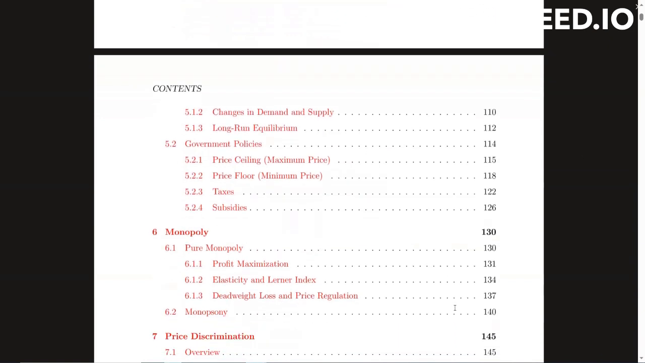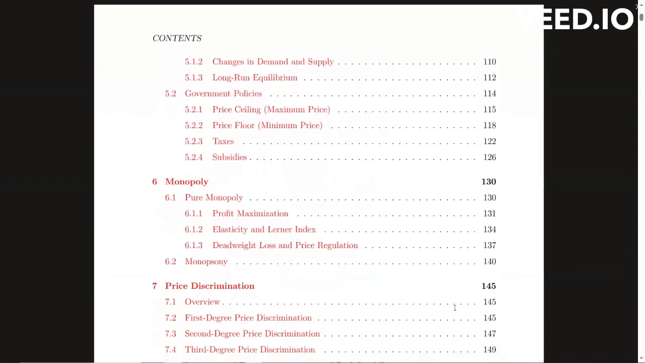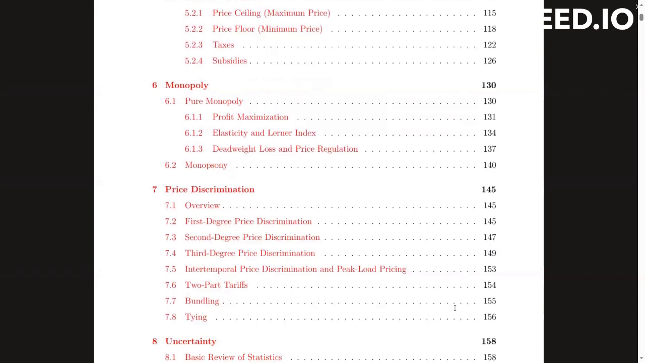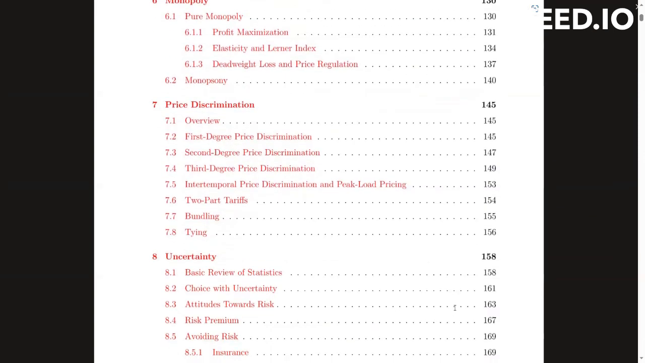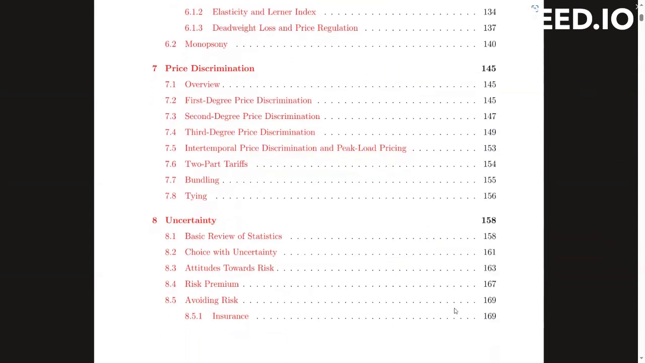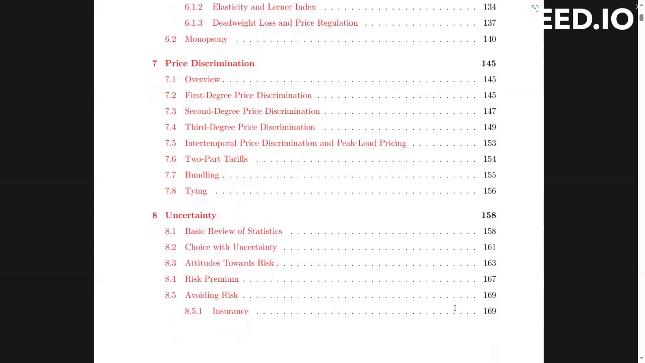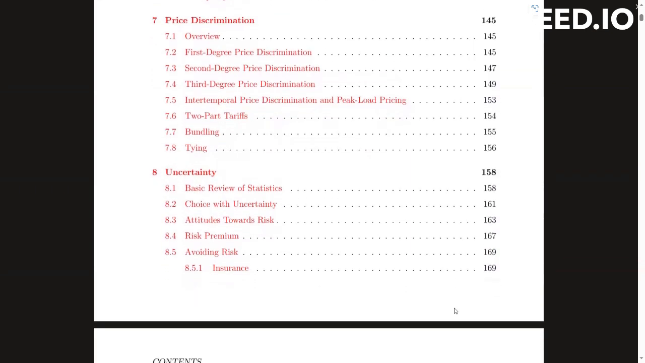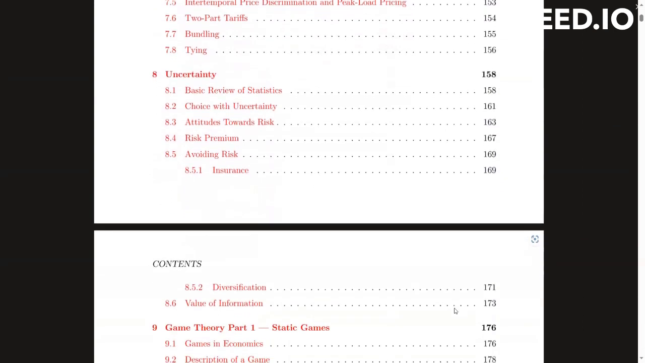We know what monopolies are. Everybody has a very basic idea of what monopolies are. Chapter 6 will be monopolies. Chapter 7, price discrimination. Chapter 8, uncertainty. You can pause the video at any time if I'm scrolling a little too fast. We see the sections within each chapter, but we don't need to discuss those. We'll talk about those when we get there. So price discrimination, chapter 7, uncertainty, chapter 8.